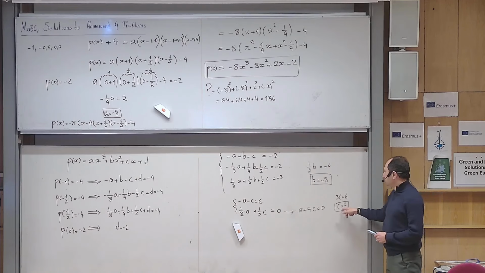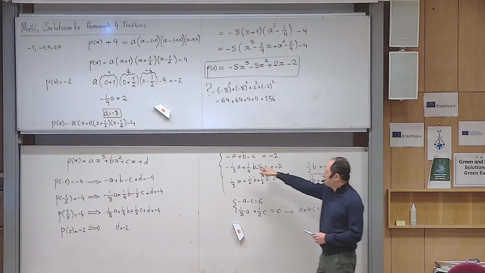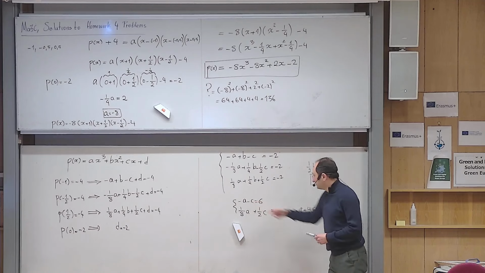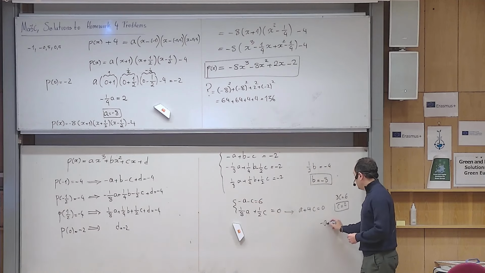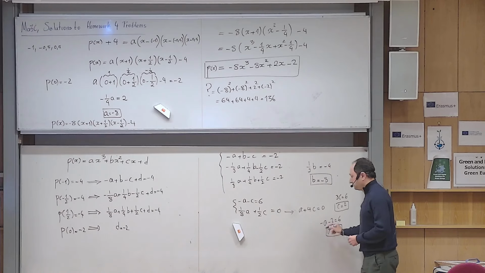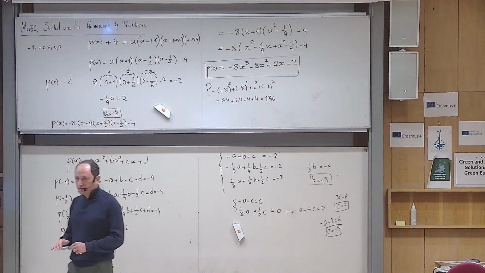So I know c, I know b, I know d. The only thing that is left for me is a. But of course, I know c is 2. Put it here. Minus a minus 2 is 6. 8. So a becomes minus 8. I don't know which one you prefer. Okay?